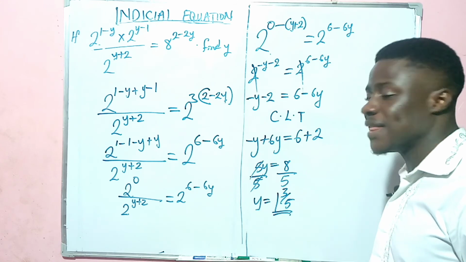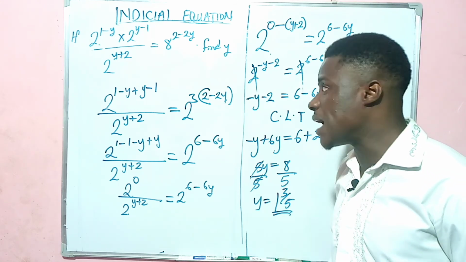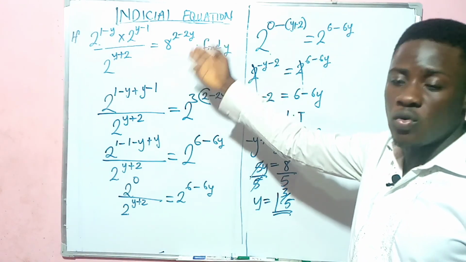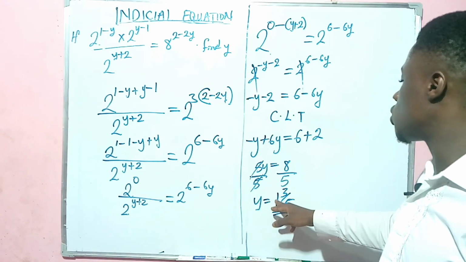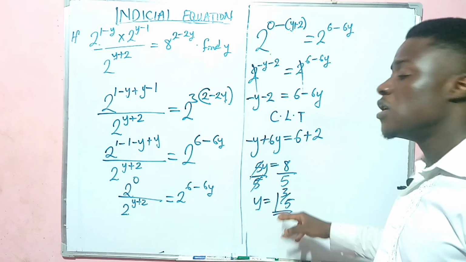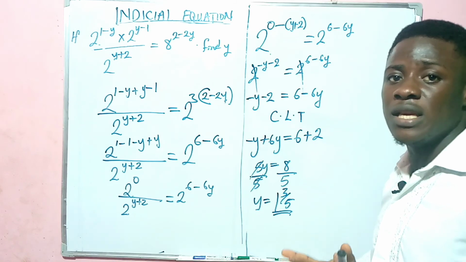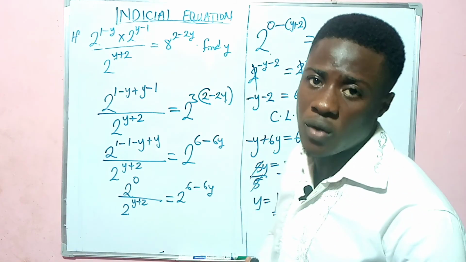So I've finally gotten the value of y that will satisfy this very equation. So y equals one whole number 3 over 5. So one whole number 3 over 5 will satisfy this indicial equation.